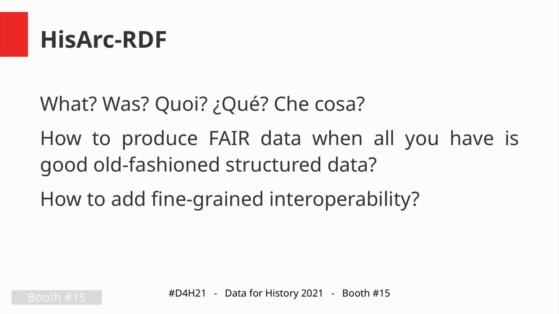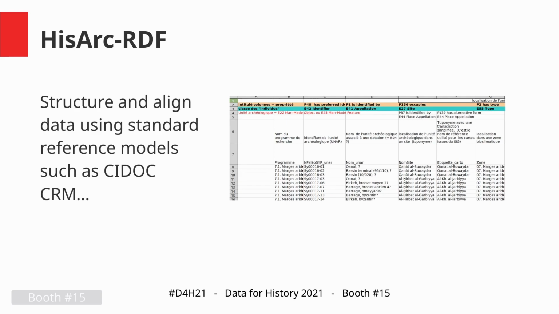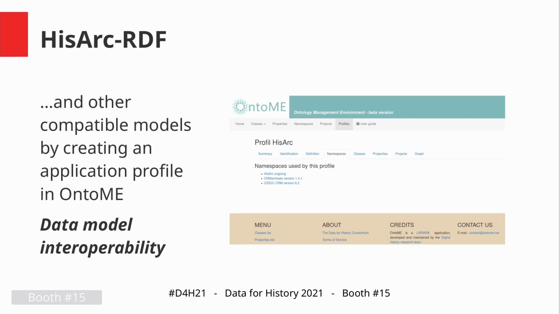Okay then, let's take data from previous projects that we all have, like CSV files, not really reusable and not easily interoperable. As a first step, let's structure and align this data using standard reference models such as the CIDOC CRM. But CIDOC CRM is not sufficient for all domains. We need to create an application profile which reproduces the envisioned model as a consistent set of classes and properties from different published namespaces. Anatomy is the application to do it.